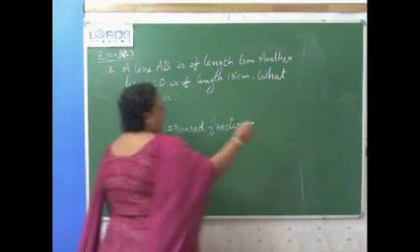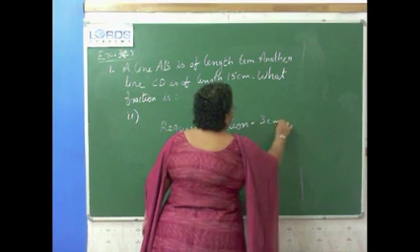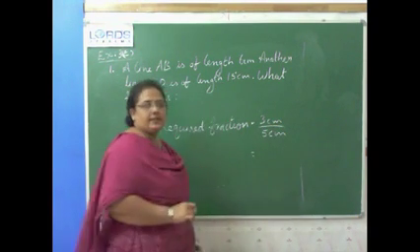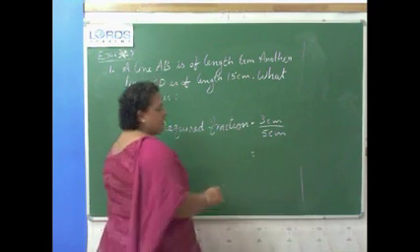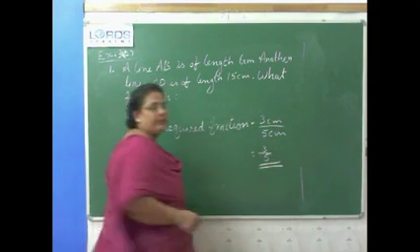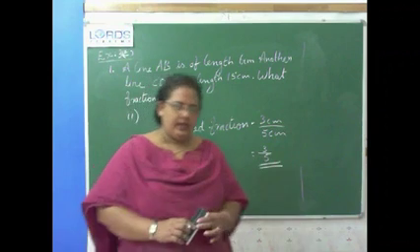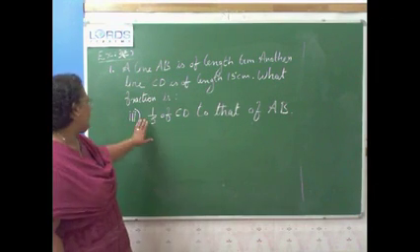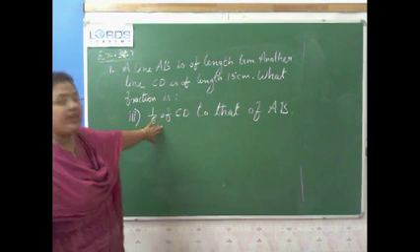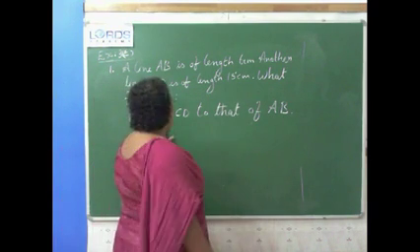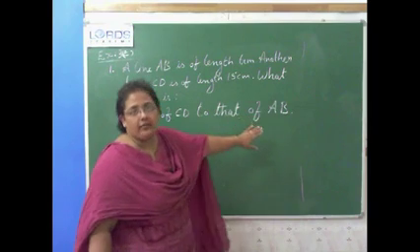Is equal to 3 centimeters by 5 centimeters. So, the centimeters will be cancelled, you will get the fraction as 3 by 5. Clear? Okay. The third subdivision of the first question, that is 1 by 5 of CD to that of AB.